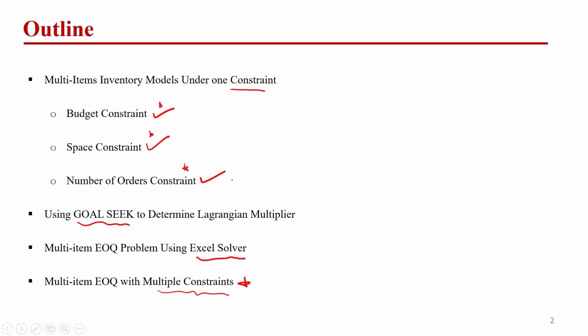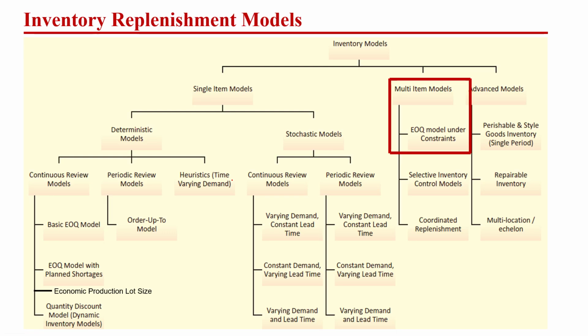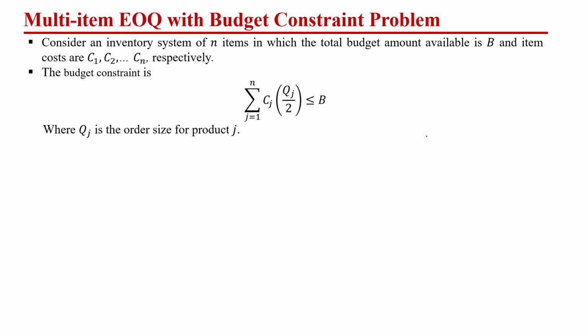So let's first discuss that right now we are talking about the inventory model that is multi-item under certain constraints. The main objective is we need to find out the economic order quantity for every particular product. How can we define this multi-item EOQ model with budget constraint problem? Consider we have an inventory system of n items. That means we have multiple items, and we have a constraint that is the available budget.